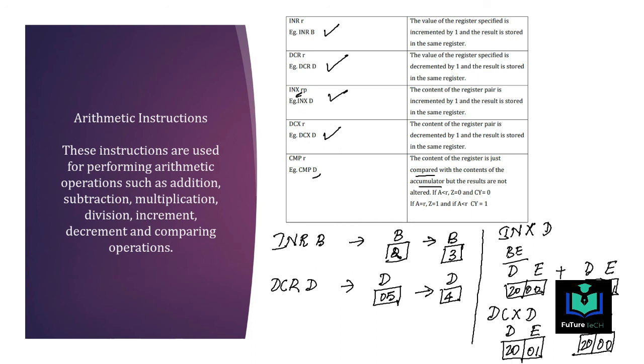If A is less than the register value, then the zero flag will be 0 and the carry flag will also be 0. If A is equal to the register, then the zero flag will be equal to 1. When A is less than the register, the carry flag will be equal to 1. These are the flags which are affected due to the comparison operation.